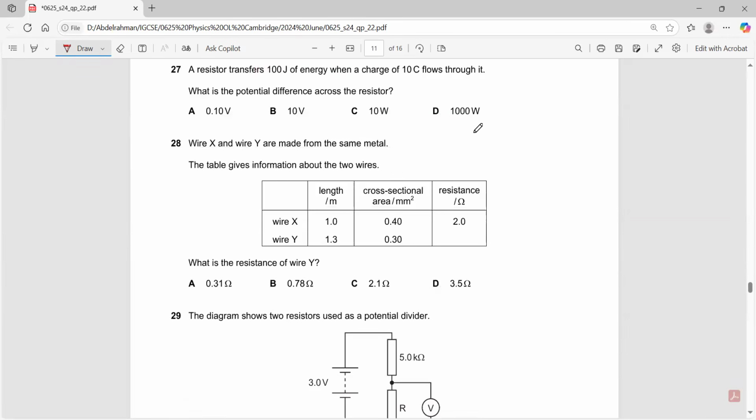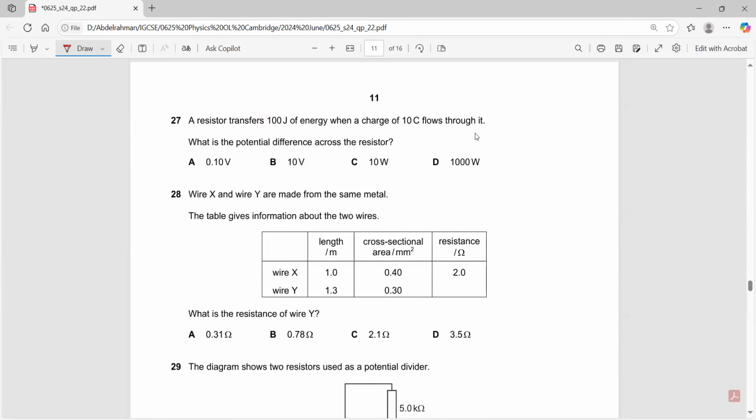Moving on to 27, the resistor transfers 100 joules of energy when a charge of 10 coulombs flows through it. What is the potential difference? Potential difference would be the energy over the charge. So 100 divided by 10, which is 10 volts, not 10 watts. 10 watts is wrong.